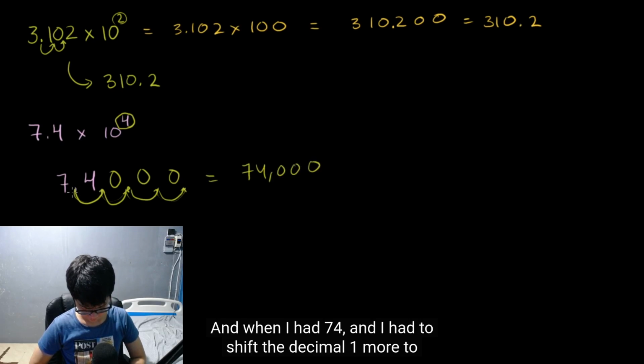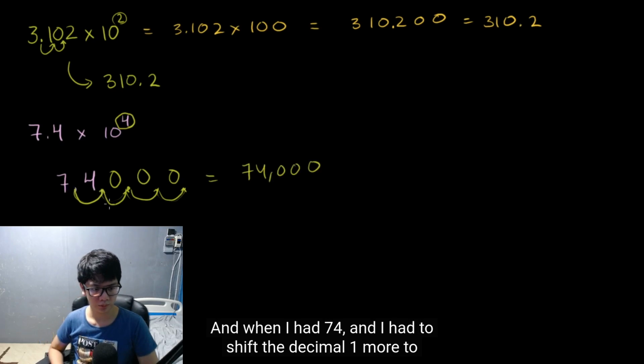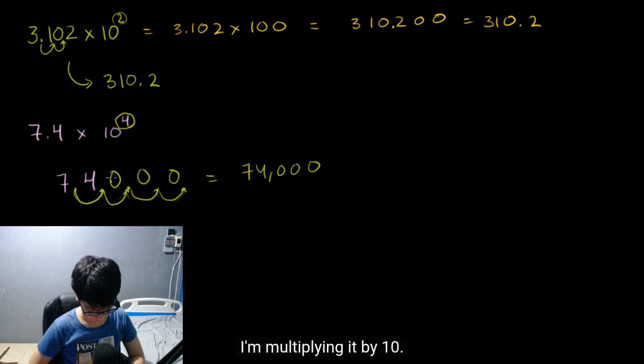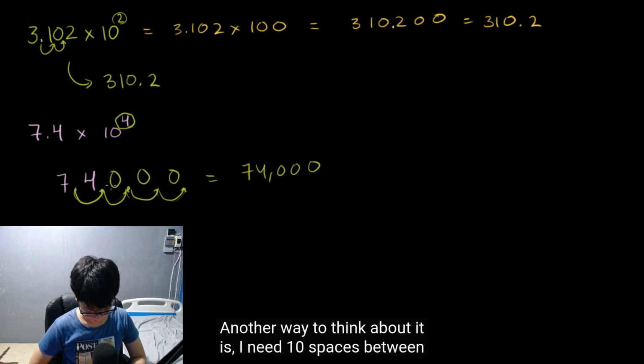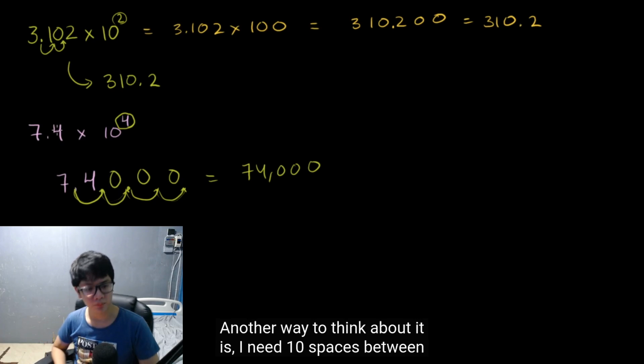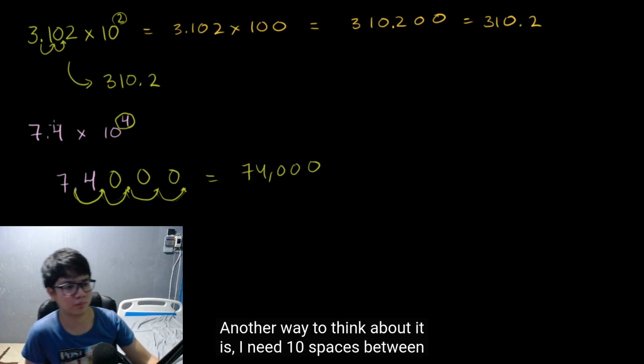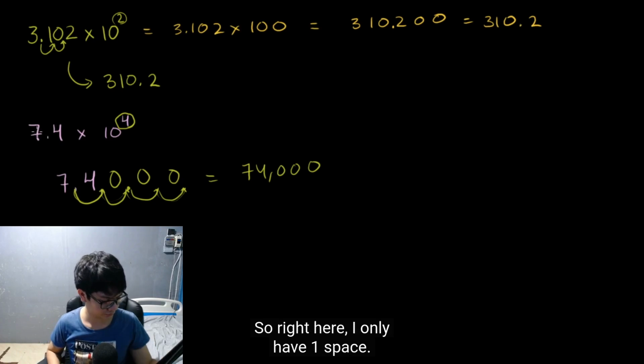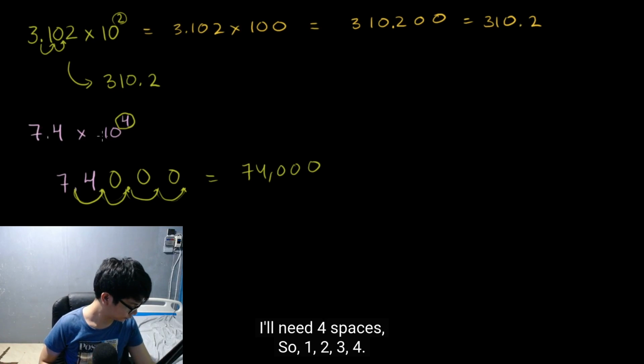So this is equal to 74,000. And when I had 74 and I had to shift the decimal 1 more to the right, I had to throw a 0 here. I'm multiplying it by 10. Another way to think about it is I need 4 spaces between the leading digit and the decimal. Right here I only have 1 space. I'll need 4 spaces. So 1, 2, 3, 4.